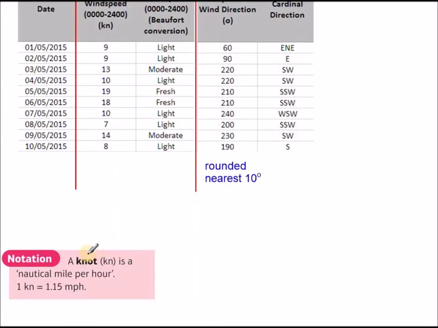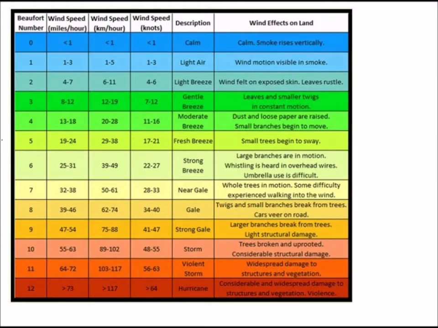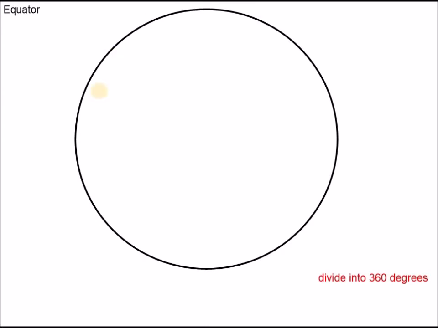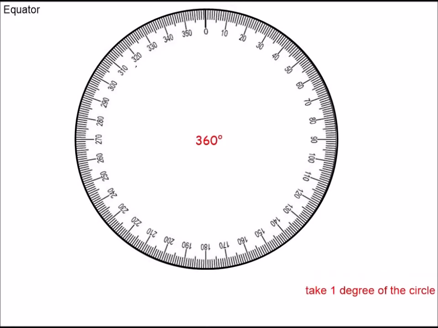In simple terms, a knot, or 1 knot, is equal to 1.15 miles per hour. And here is the Beaufort scale, 0 to 12, and we've got descriptions of the wind speed. To understand knots, we need to look at what 1 nautical mile is equal to. So we start with the Earth, and we're looking at the circumference of the Earth, so the equator is a good place to start. We divide the equator, the circumference of the Earth, into 360 degrees, like so.